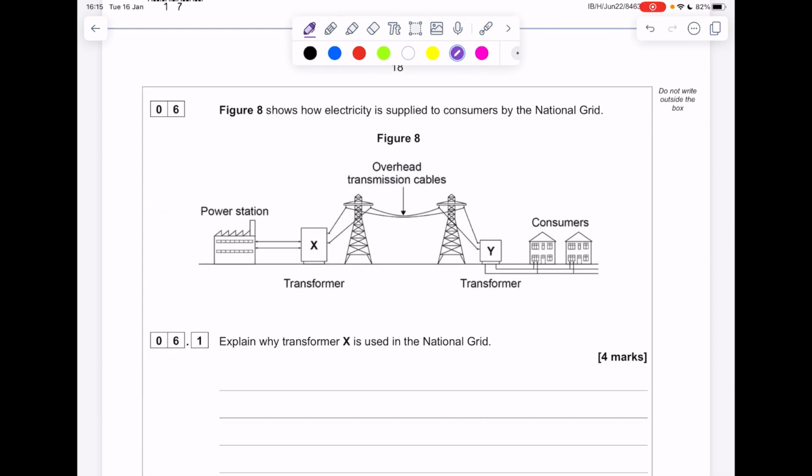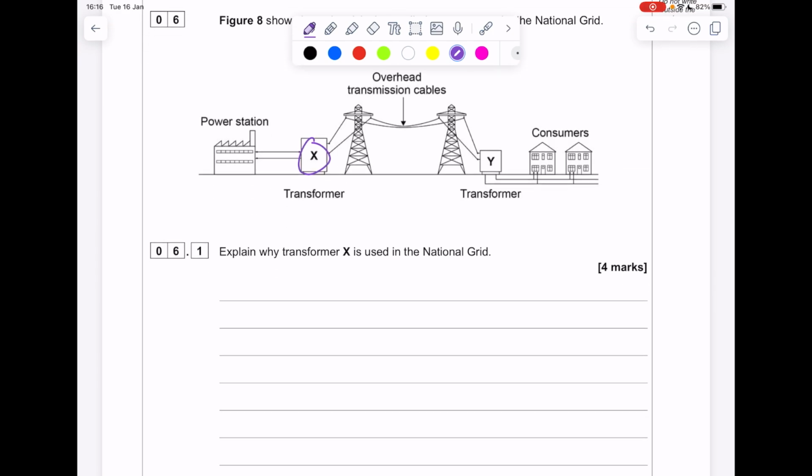Figure 8 shows how electricity is supplied to consumers by the national grid. Explain why transformer X is used in the national grid. Oh, right, so that transformer is present between the power station and the overhead transmission cables. So what that transformer does is it's a step-up transformer which increases the voltage.